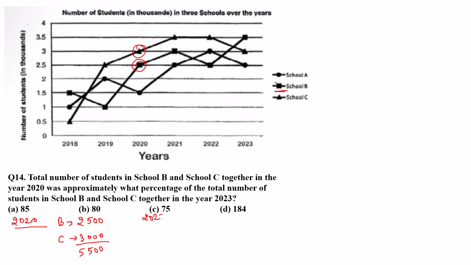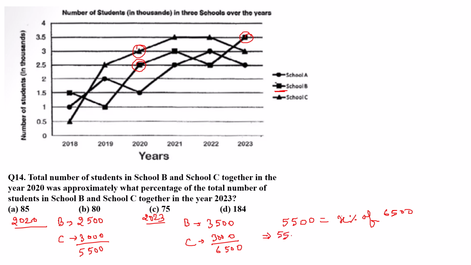Now let's find it for the year 2023. School B in 2023 is having 3500 students, and school C is having 3000 students, which is 6500 students. And what does the question say? The total number of students in school B and C together in the year 2020, which is 5500, was approximately what percentage? I don't know the percentage. Let me take it as X. So X percentage of the total number of students in school B and C together in the year 2023, which is 6500. And now you just have to solve it.